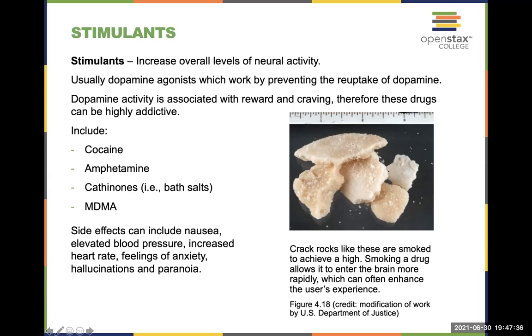All right, now stimulants increase the overall levels of neural activity. So stimulants are usually dopamine agonists. And who remembers what an agonist is? We talked about it in the last chapter. Who remembers? Shout it out. Nobody? It keeps the neuron in the channel so that it goes into the receptor. It strengthens the effect of the neurotransmitter? Yes, it strengthens the length of the neurotransmitter.